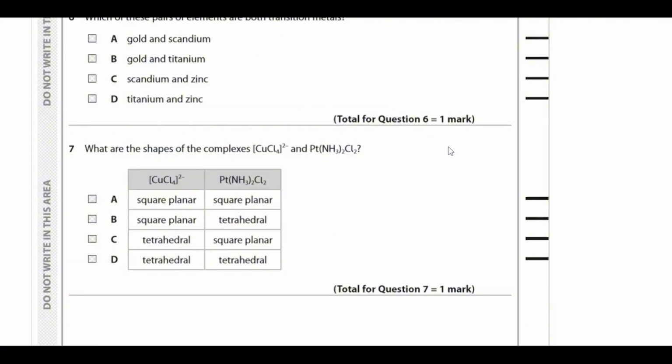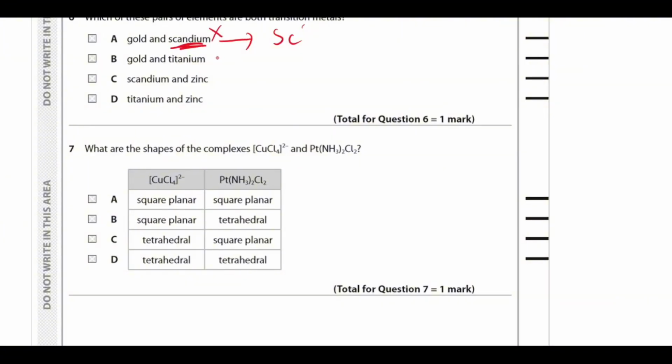Which of these pairs of elements are both transition metals as well? First of all, I won't say scandium. Scandium is not a transition metal because, of course, it does not tend to produce an incompletely filled d orbital. It doesn't produce a stable ion which has an incompletely filled d orbital. So scandium is not considered a transition metal.